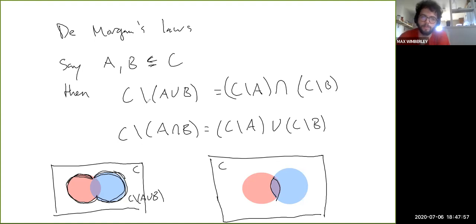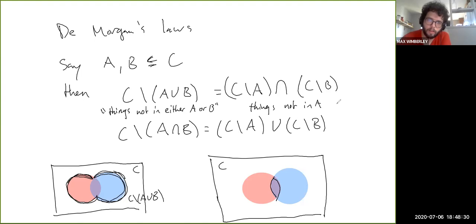It can also be helpful to say in words what this is. This is things not in either A or B. And on this side, it's things not in A and not in B. It's really the same thing. If you're not allowed to be in either of them, then you have to be not in one of them and not in the other one. Same concept here. Okay, so that's De Morgan's laws.